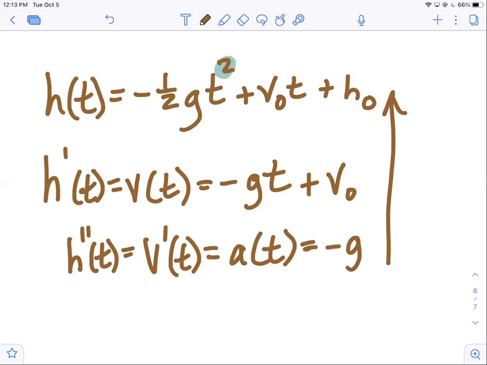A cab driver? Yeah. All right. Sparkling conversation when you talk about differential equations.